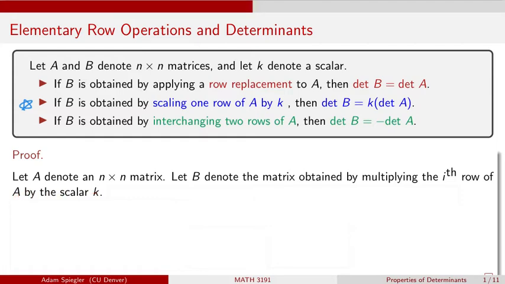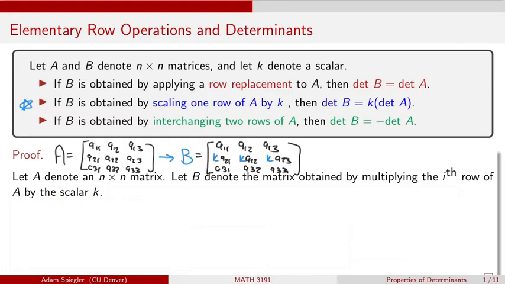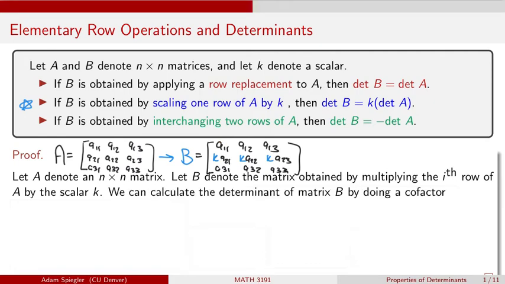by the scalar k. And so for example, if we had a 3 by 3 matrix A that I've written out over here, and we were to multiply the second row by this scalar k to get matrix B, then matrix B would look like this. So let's see what happens now if we try and take the determinant of the resulting matrix B that we get. And we're going to do this by performing a cofactor expansion across row i.